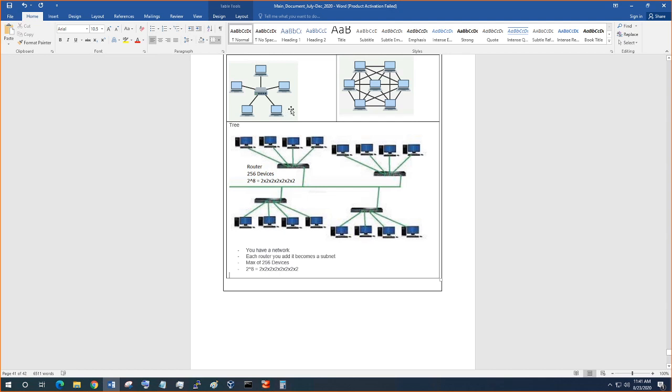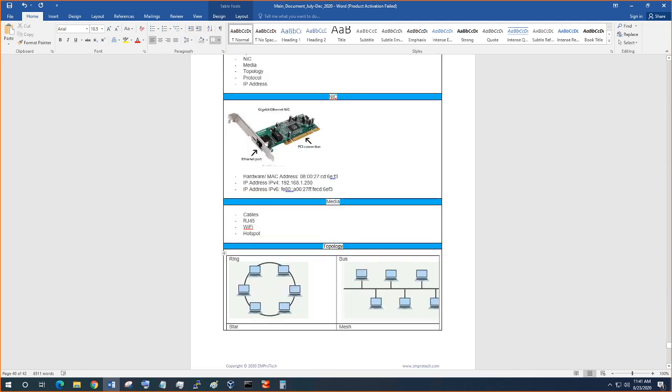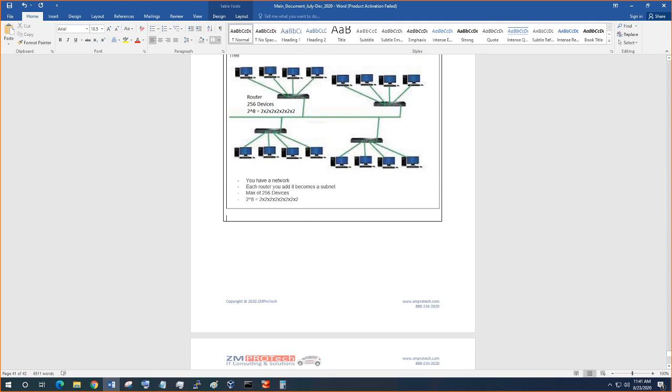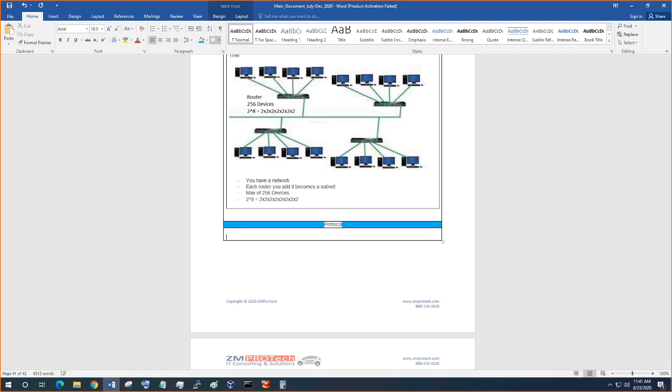Okay, now let's concentrate on the next item here, which is protocol. Okay, so we'll work on protocol. And okay, so what is protocol? Let's see what protocol means.